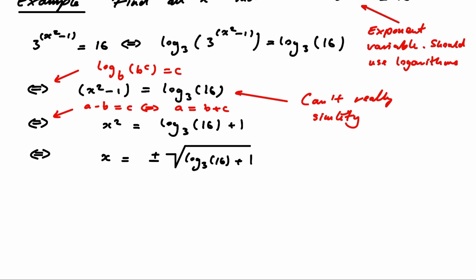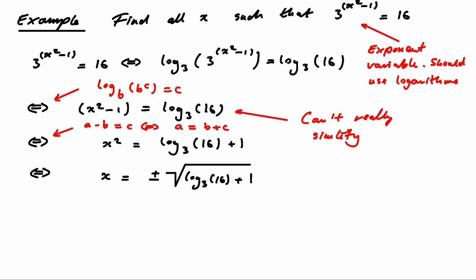Can't really simplify. So there we go. That's a way to solve this. Applying log to the base 3 on both sides was sensible because of the power here being, or the base being 3. Actually, though, that's not strictly speaking necessary. So let me show you a slight variation of this.